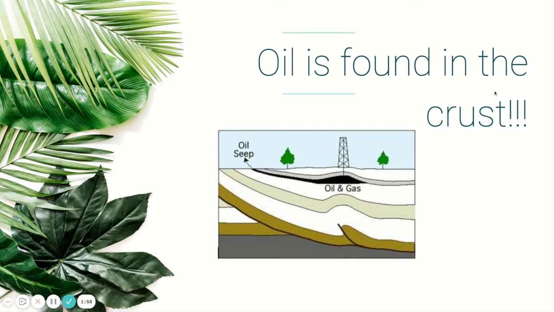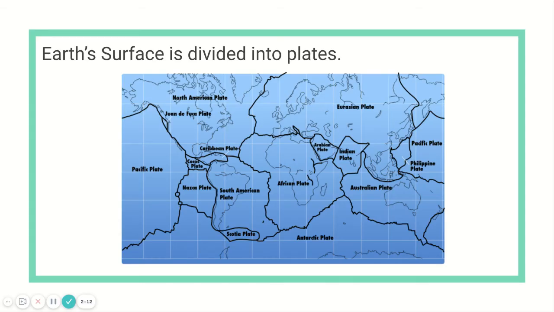Oil is found in the crust. Here's a nice little picture. It is very deep. We do have to drill down, but it is in the solid part of our Earth, the crust, the lithosphere. And that plate tectonics, like I said, the solid part is where we find oil. The liquid part, which is the asthenosphere, is what makes our plates move.